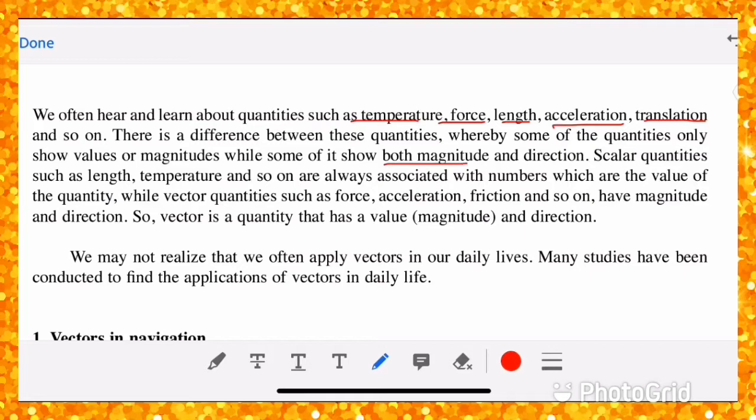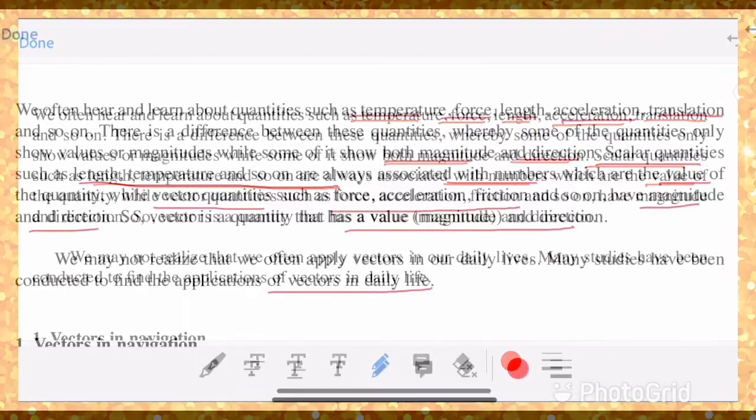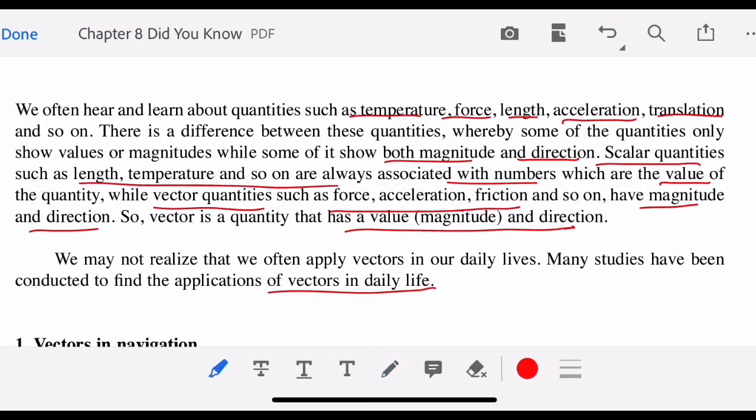So we may not realize that we often apply vectors in our daily life. Many studies have been conducted to find the application of vectors in daily life.